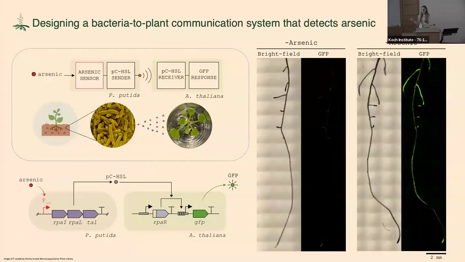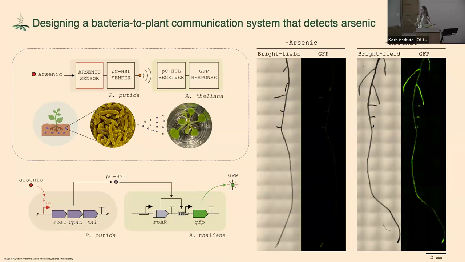So I'm going to focus on one specific example, because we've been working with different plants and different types of bacteria. But this is an example where we're using a bacteria called Pseudomonas putida, which is a common soil bacterium, to detect arsenic, which is a heavy metal widely found in the environment that's toxic and causes quite a concern to human health and wildlife.